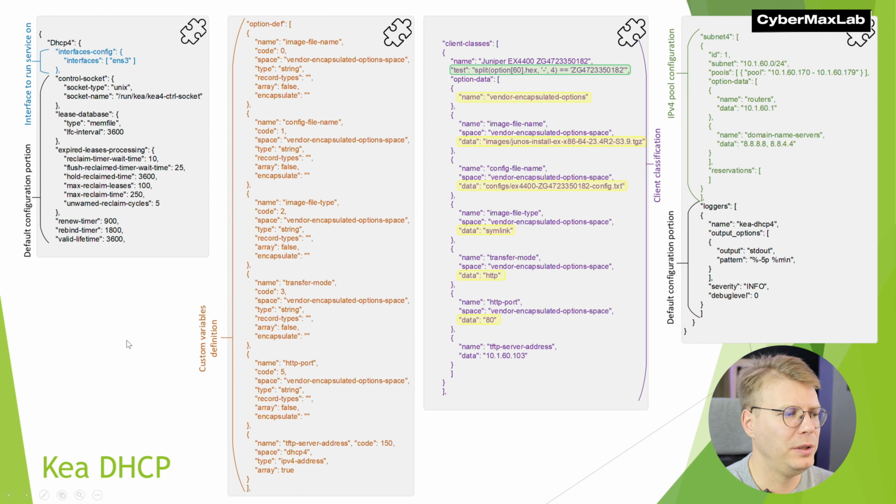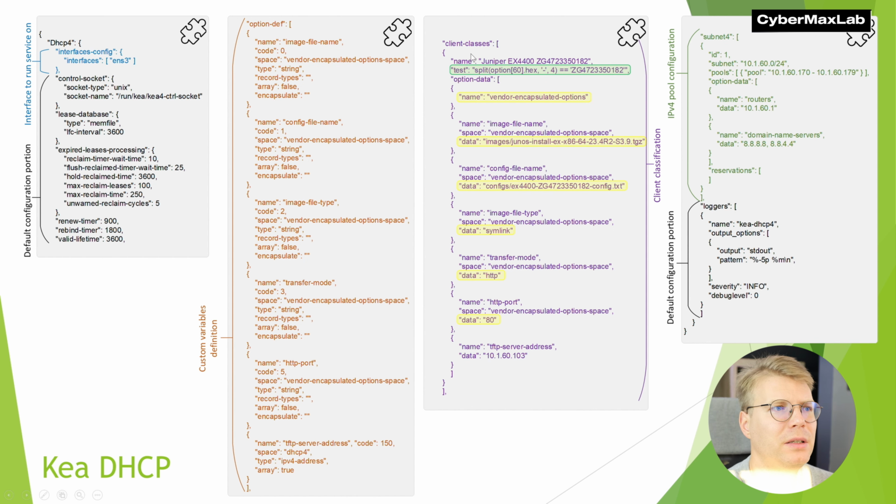Next is the Kea DHCP configuration file. It's longer, it's JSON based, which is great. And we'll start from the top left. The blue text shows what interface the server is running on. The black portion is the default configuration portion. I haven't changed it. The brown portion is the definition of the variables. Same idea, logically, just a different structure. So here we define all our variables, their types and names.